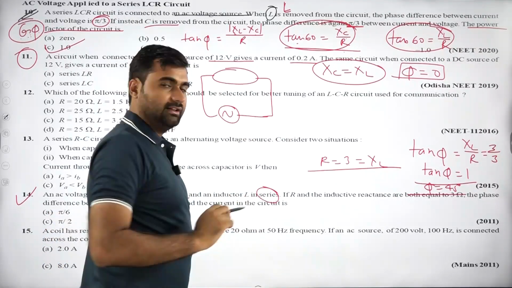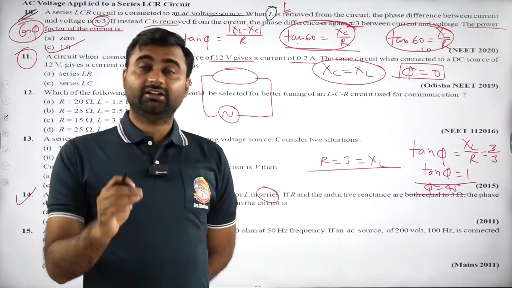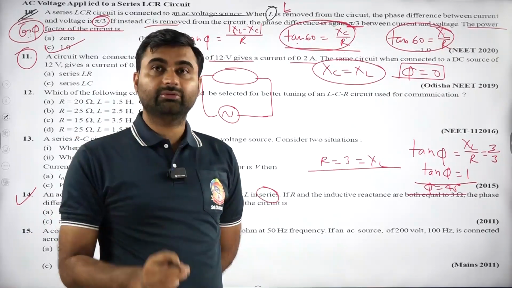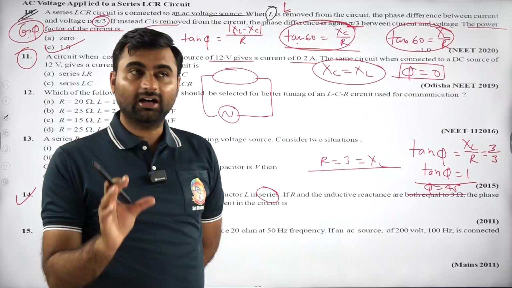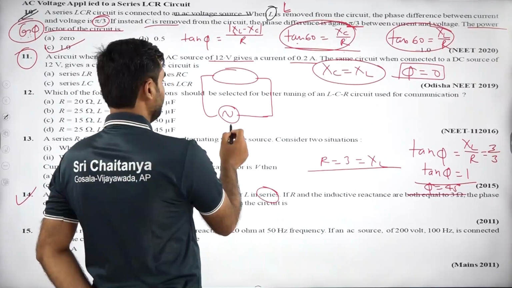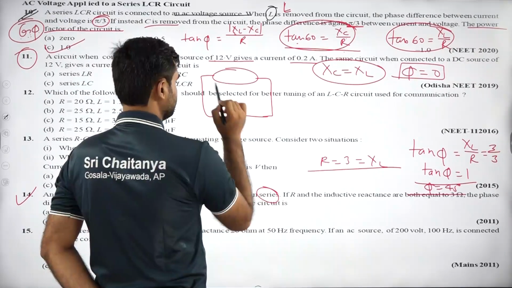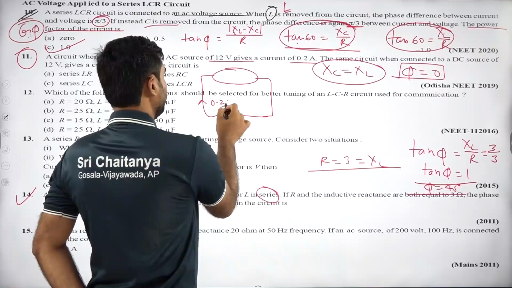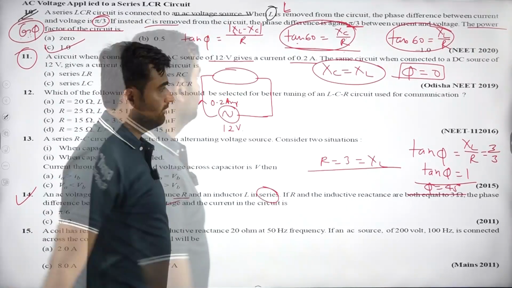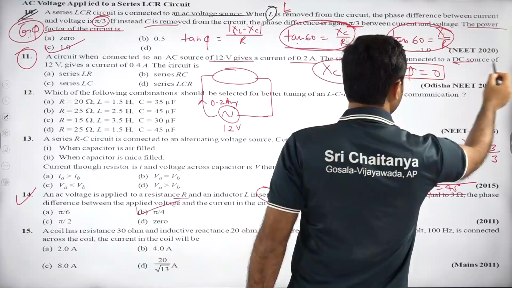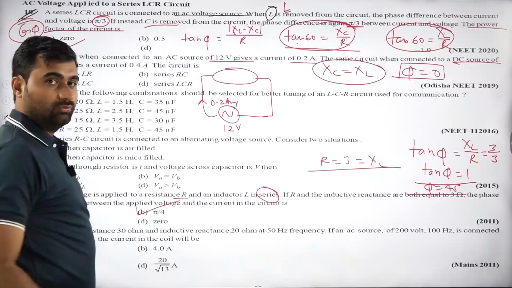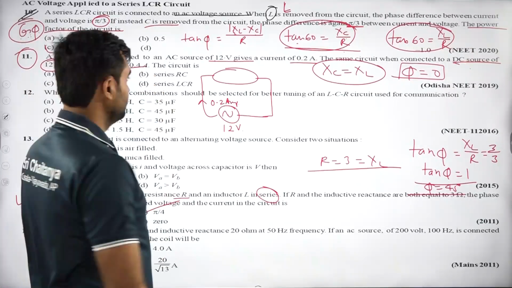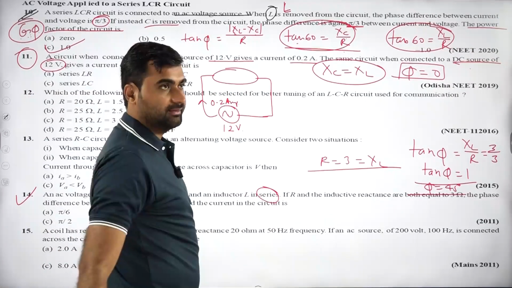Now remember this point. If it is only given that it is connected with an AC voltage of 100 volt, 200 volt, which value do they give? The RMS value. How much current flows in the circuit? 0.2 ampere. Now the same circuit is connected to a DC source, and here also the voltage is 12 volt. How much current flows? 0.4.